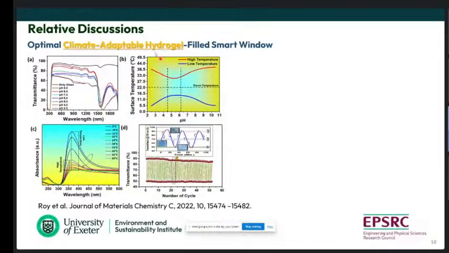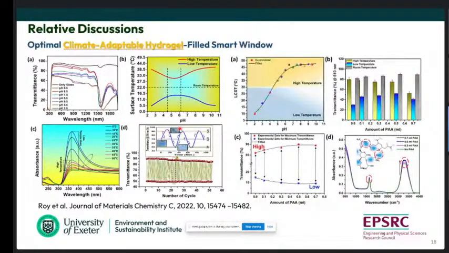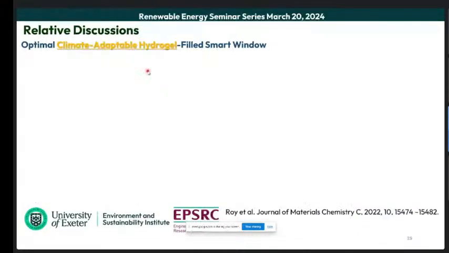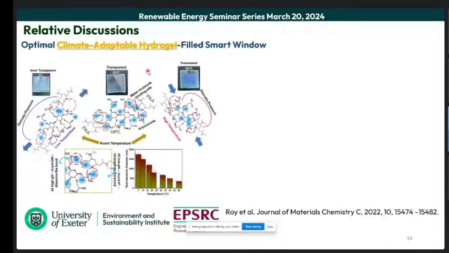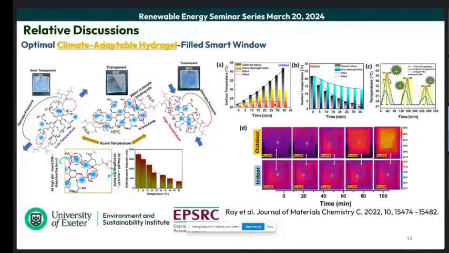The next is the climate-adaptable hydrogel, and we use this hydrogel window for various testing, maintaining and keeping its pH and all those things. I'm not going into the details, but I want to show you how exactly we tested it at various temperatures to ensure the hydrogel keeps maintaining the room's thermal comfort level. So what happens if you use this type of window?